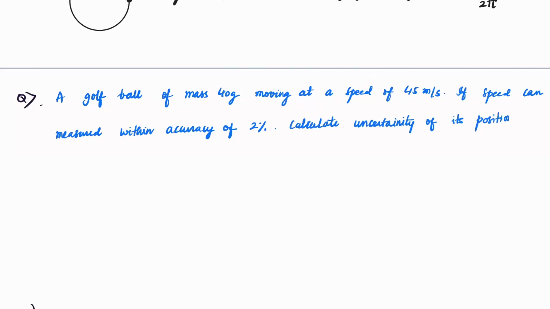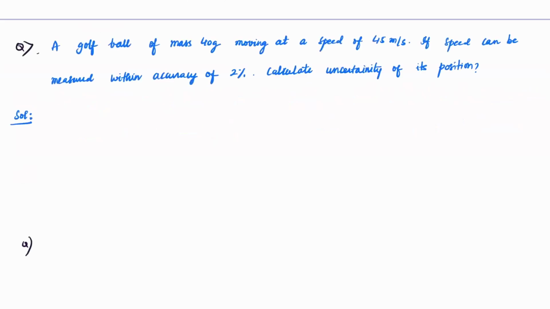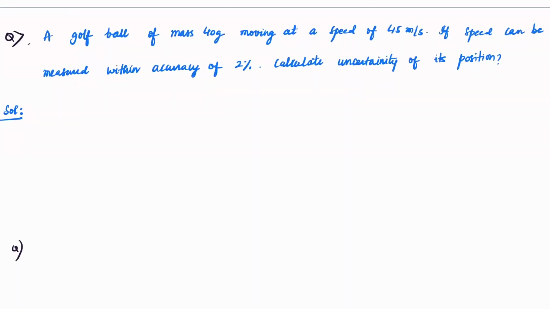It's not a difficult one, very similar to the cricket ball question. So please check. All we need to do is substitute the values and get delta x. Before that, notice one thing. Instead of giving the accuracy as an exact value, I gave it in terms of percentage, which means delta V will be 2 percent of 45. That is the change, which comes to approximately 0.9 meters per second. So this is the value of delta V.